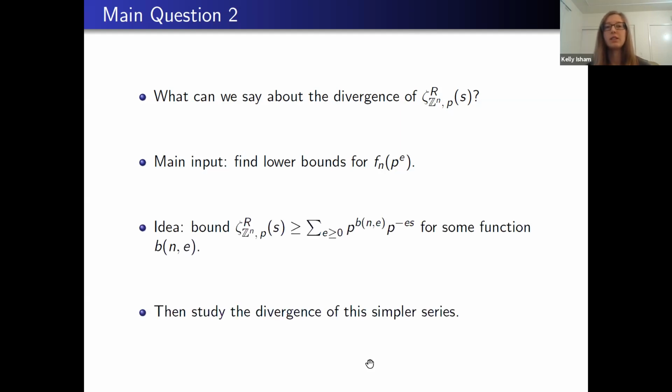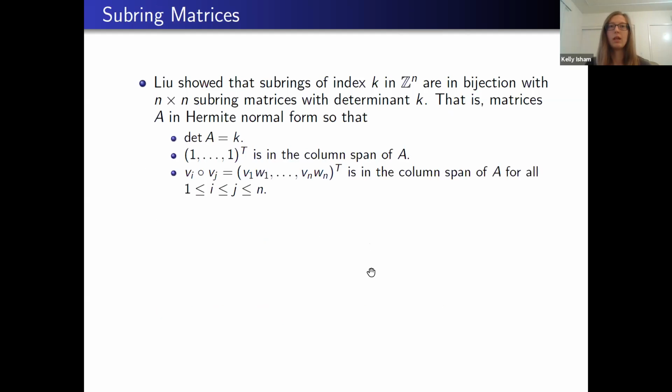And the idea here is we can bound the local factors by this simpler series where we just take, say, a monomial term where the exponent is a function of n and e, and then we study the divergence of this simpler series. So the way we'll bound f_n(p^e) is not by trying to count subrings, but we'll try to count these things called subring matrices. So I just want to give you a little bit of a flavor of how this goes through.